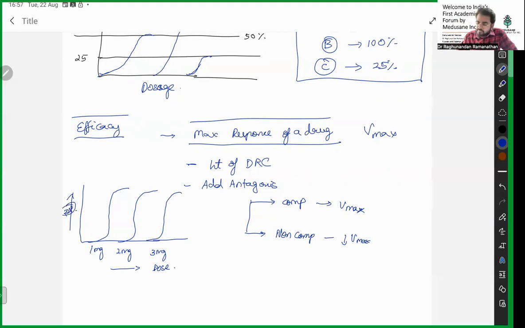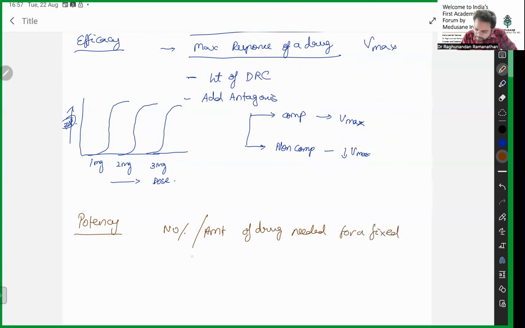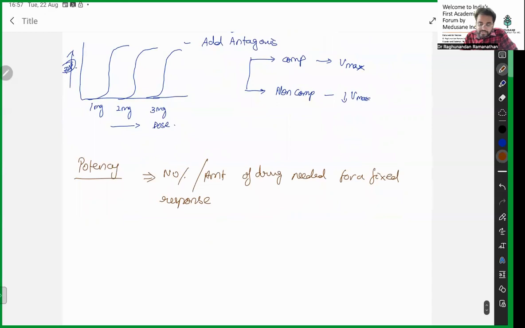Now moving towards the next concept, called potency. What is potency? The number or amount of drug that is needed for a fixed response. So to maintain the same response, how much amount of drug is required? That is called potency. That is measured by Km.